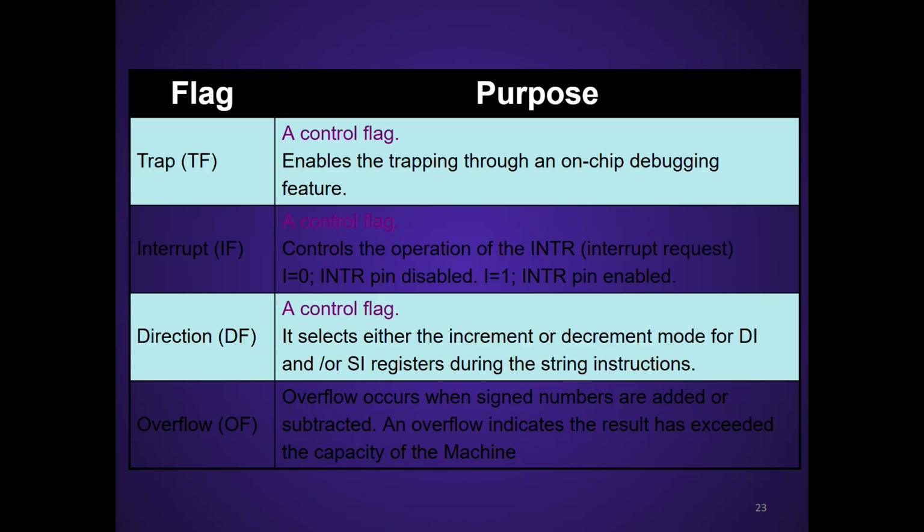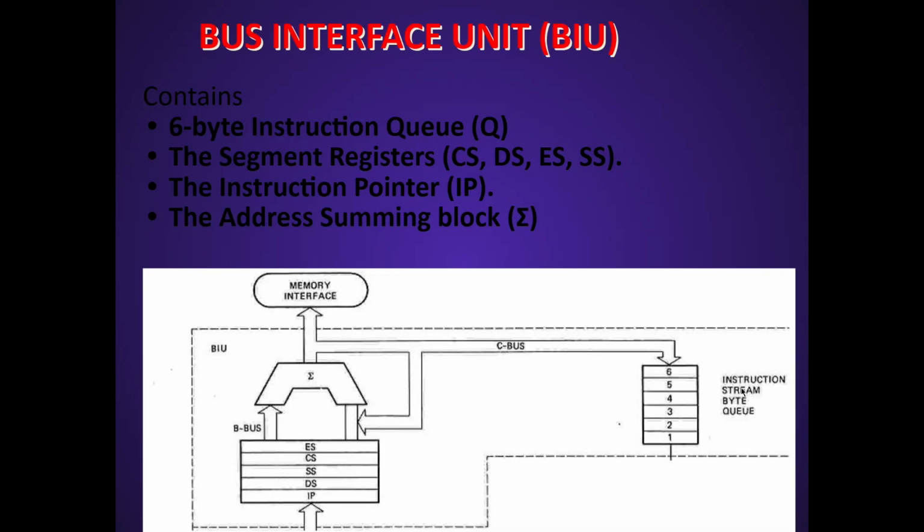Okay, interrupt is nothing but whenever an operation is performed, the interruption is done. Whether it is disabled or enabled is done by the INTR pin; the flag represents the disable and enable of that particular pin, which is interrupt. Then we have the direction flag, which gives the direction for increment or decrement of the SI and DI index, that is, source index and destination index. Overflow occurs when signed numbers are added or subtracted and the result overflows.